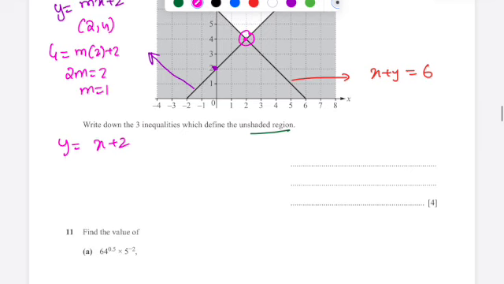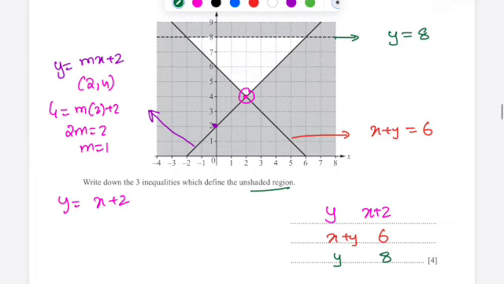Now I have the equations. y is x plus 2, then x plus y equals 6, and the third one is y equals 8. But I have to include the inequality symbols. For that, what am I going to take? I am going to take any one point over here.